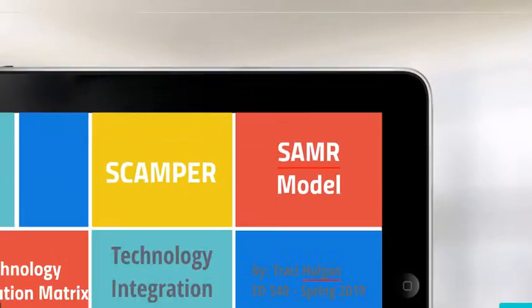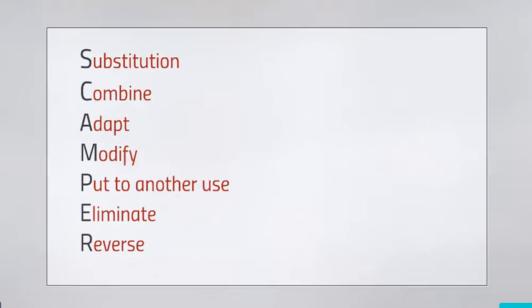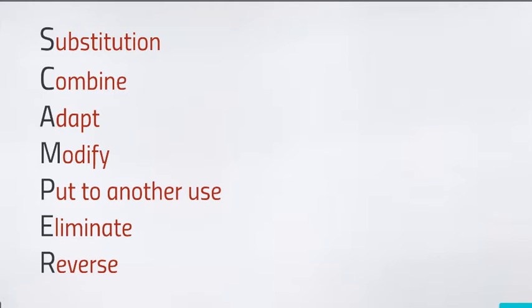All right, the SCAMPER model. Substitute is to find a part of your lesson that you could replace with something else to see whether it will result in improvements. Combine would be combining several ideas or processes into one efficient output.